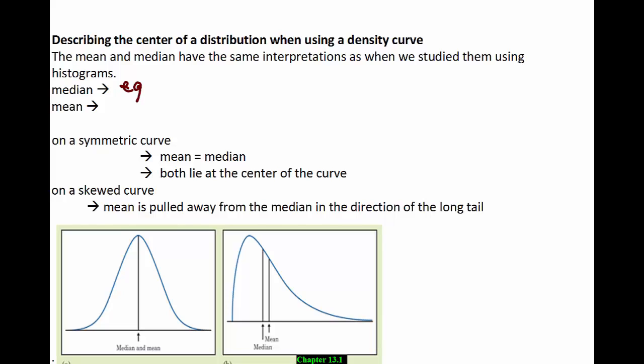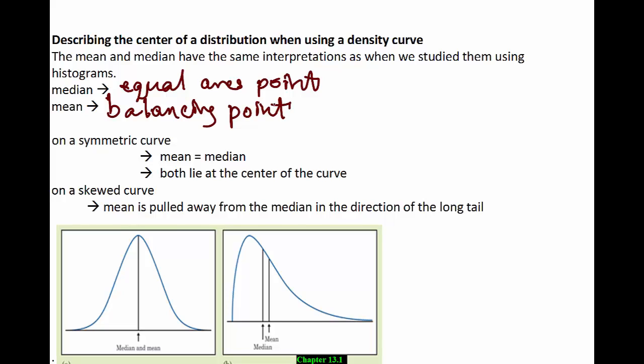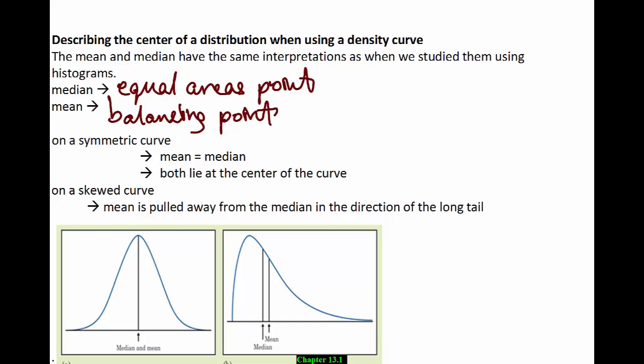So we call this the equal areas point. And the mean is the balancing point. On a symmetric curve, the mean approximately equals the median. They both lie at the center of the curve. We talked about this in the last chapter. That's because when you have a symmetric curve, 50% is to the left, 50% is to the right, and they're equally spaced. So that's the median in the center. It's also the balancing point, so it's also the mean.